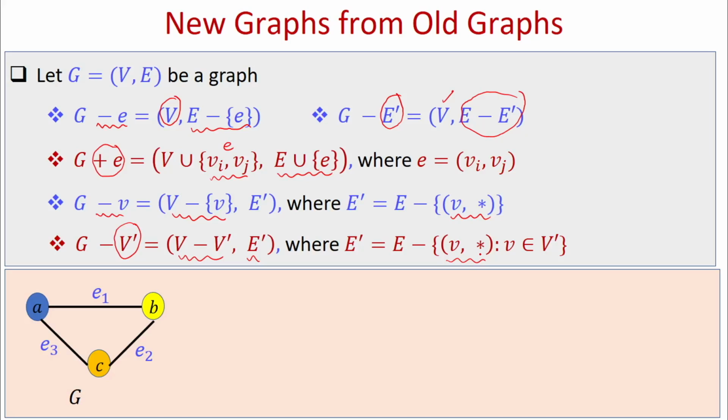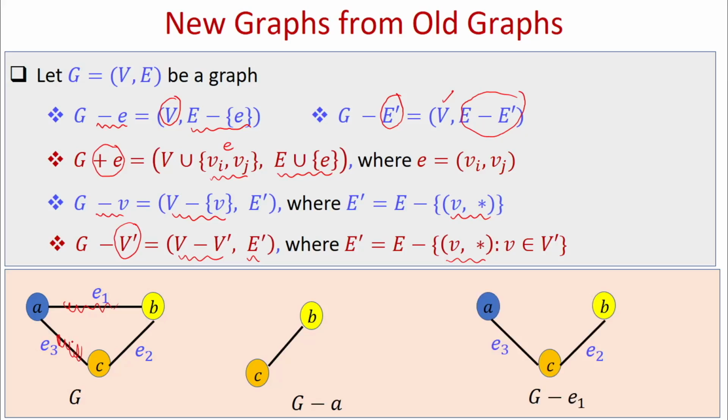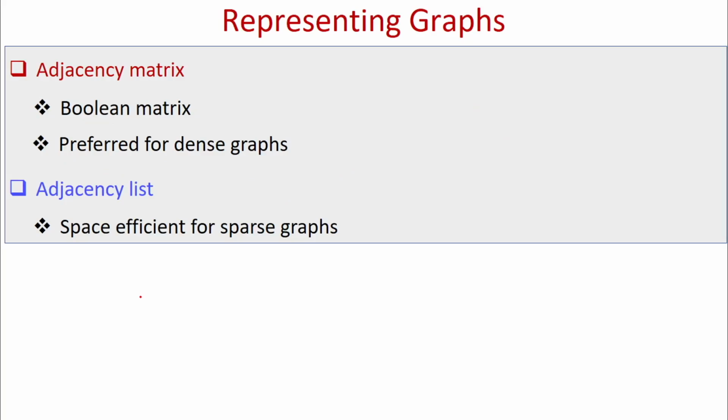Okay, so let me demonstrate these operations with respect to this graph. Imagine this is my graph G. If I remove the vertex A, then this edge E1 and edge E3 will no longer be there, and I will get this reduced graph. Whereas if I remove the cable connecting the node A and node B, or the computer A and computer B, then only the edge E1 vanishes. The vertex set remains the same.